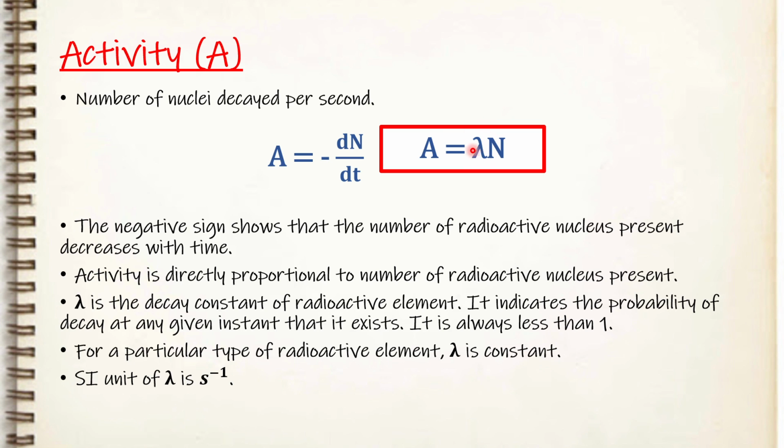The unit of lambda should be per second, because activity's SI unit is the becquerel, however its base unit is per second. So whenever you use this equation, you must use lambda in per second, not per year or per minute. The negative sign shows that the number of radioactive nuclei present decreases with time. And since lambda is a constant for a particular radioactive element, we can say that activity is directly proportional to the number of radioactive nuclei present.